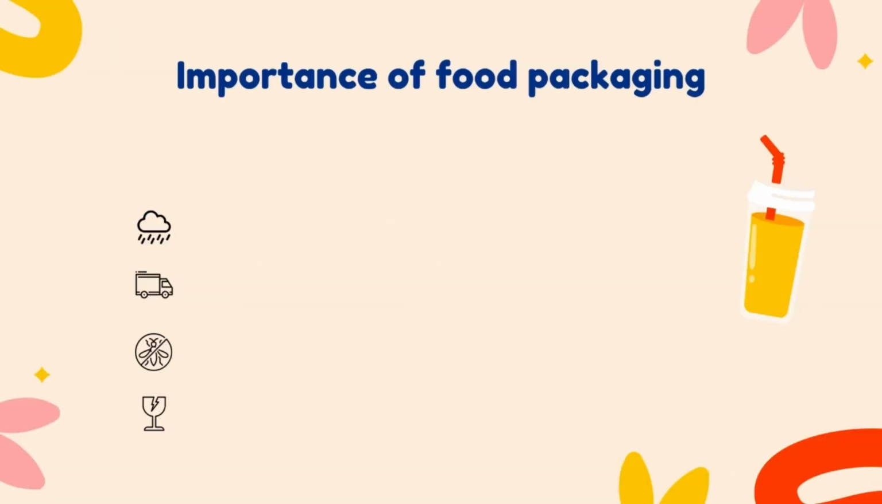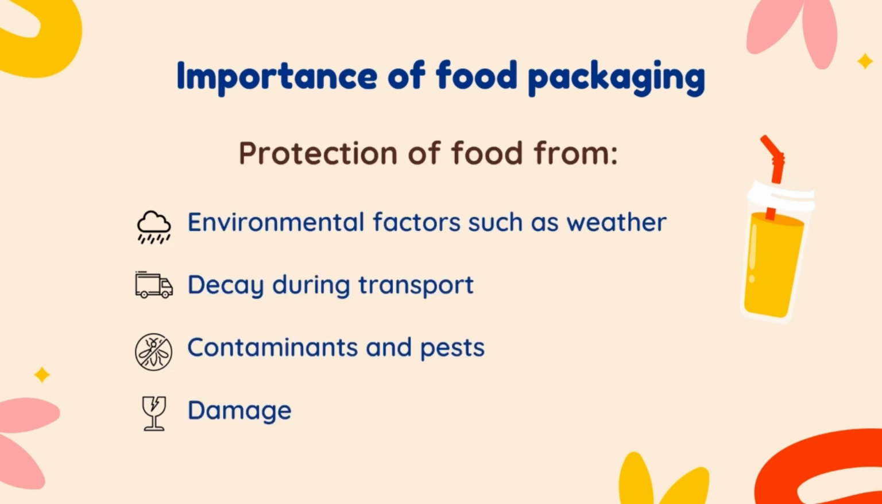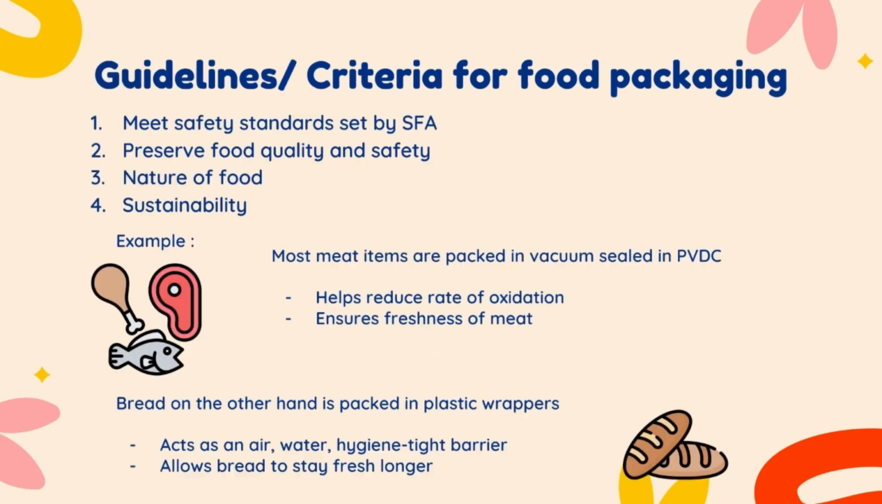Firstly, it is important to protect our food items from the various factors as shown. These factors can damage the quality of food which we ingest. There are multiple guidelines set by SFA that have to be fulfilled for packaging to be safe. It is also important to choose the right packaging for different food items. For example, using vacuum-packed PVC to pack meat and plastic wrappers to pack bread. This ensures that we consume food items at their optimal freshness and that it is safe.